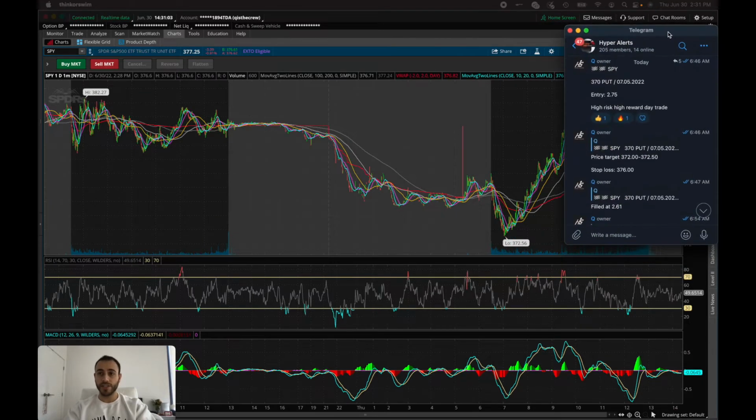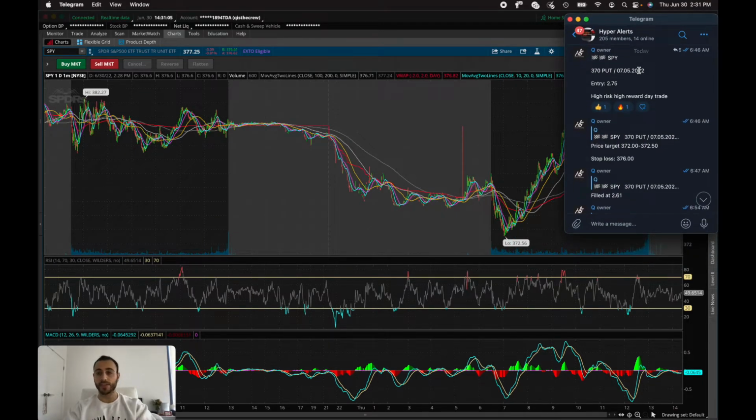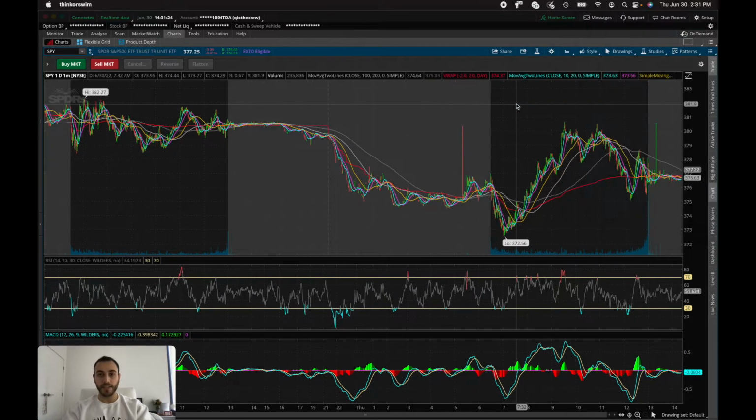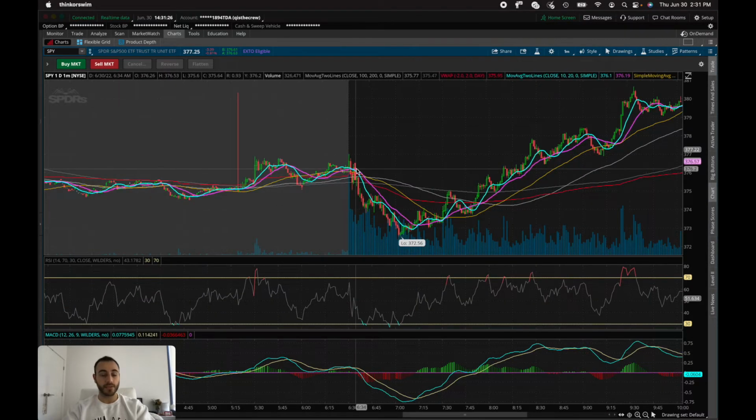For the first strategy, I'm going to talk about the first setup that I took today, which was at 6:46 a.m. This was a put on SPY, and it was entered at $2.75 or $275. Now keep in mind, this is California time, so it is 3 hours behind the East Coast or Wall Street. So this was entered at 6:46 a.m. Let's take a look at the chart and see what was happening at 6:46 a.m.